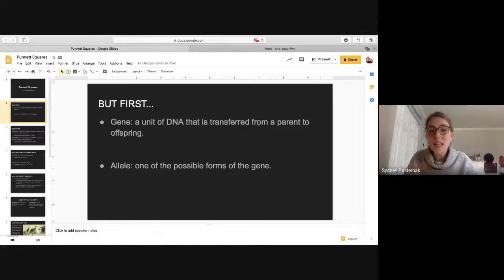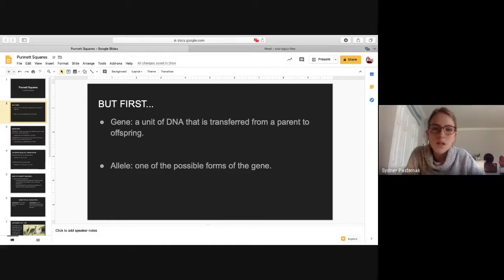An allele is one of the possible forms of that gene. And so a gene can take multiple forms. We're going to talk about dominant and recessive alleles. And so alleles are just that part of the gene that takes different forms. Okay, so it's a different form of one particular gene.